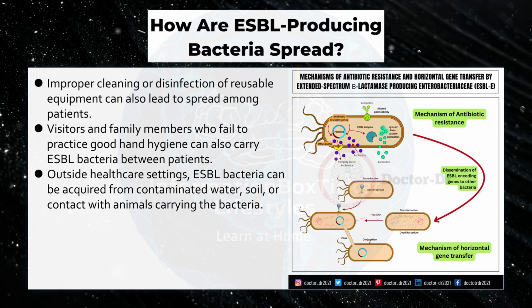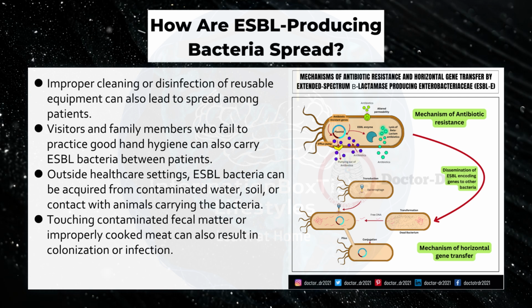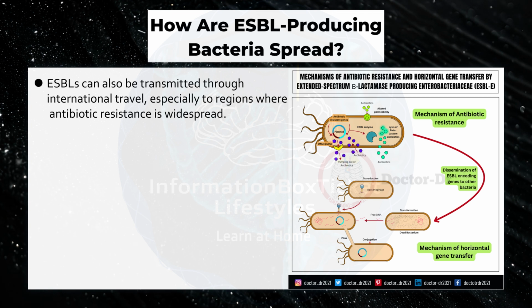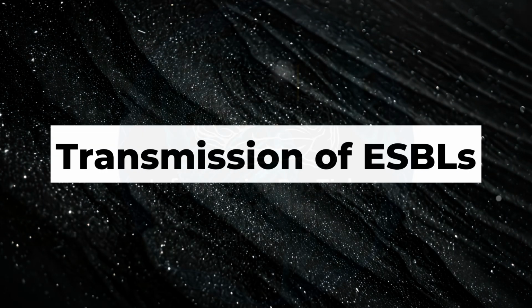Outside healthcare settings, ESBL bacteria can be acquired from contaminated water, soil, or contact with animals carrying the bacteria. Touching contaminated fecal matter or improperly cooked meat can also result in colonization or infection. ESBLs can also be transmitted through international travel, especially to regions where antibiotic resistance is widespread. Transmission of ESBLs.